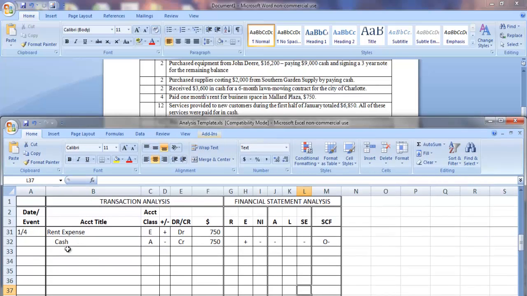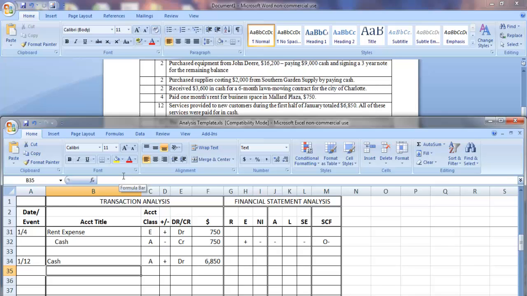Let's look at the next transaction on January the 12th. Services provided to new customers during the first half of January totaled $6,850. All of these services were paid for in cash. So we mowed a whole bunch of lawns, maybe we did some irrigation systems, whatever our landscaping duties entail. But we have received $6,850 in cash. Everyone paid us in cash. Wouldn't that be nice? So we have a debit to cash for $6,850.